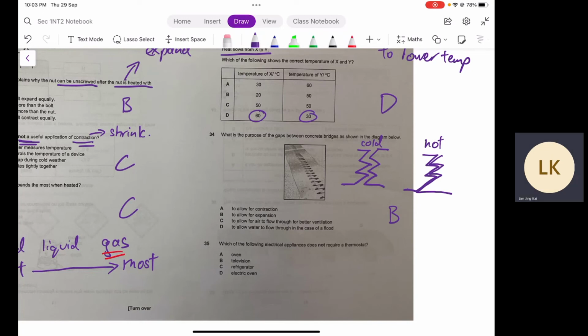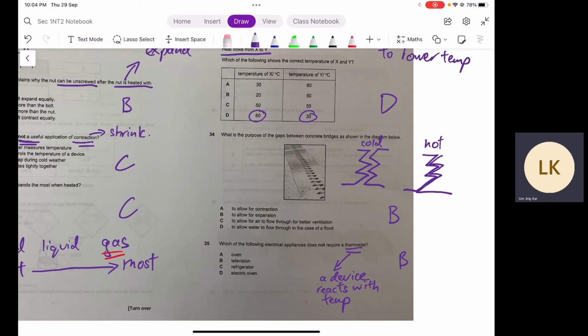Question 35. Which of the following electrical appliances does not require a thermostat? So what is a thermostat? A thermostat is a device that reacts to temperature and is used to control another device. It's like a temperature switch. If you look at all the options there, only B doesn't require a thermostat. Otherwise, every time you switch on the TV and it becomes too hot, the TV will switch off, and this doesn't make sense.